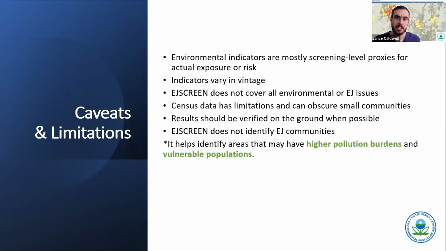Census data has limitations and can obscure small communities. That's true for census data in general. Results should be verified on the ground when possible, and EJScreen does not identify EJ communities, as mentioned before.